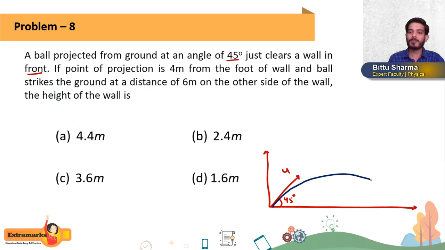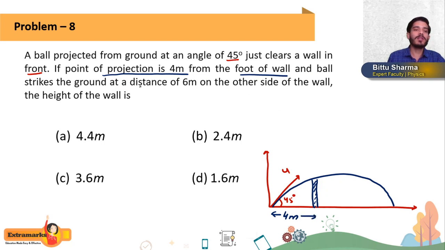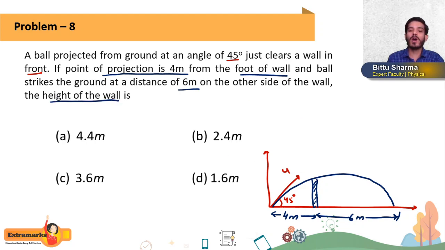So this is, let us say, the projectile path of the ball, and here we have a wall. This ball is just clearing the wall. If the point of projection is 4 meter from the foot of the wall, and the ball strikes the ground at a distance of 6 meter on the other side of the wall, so this distance is 6 meter. What will be the height of the wall? They are asking the height of the wall in this question, students.